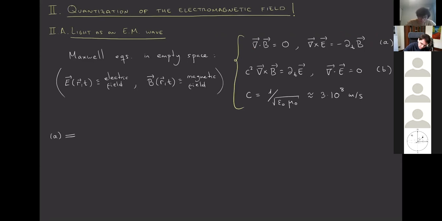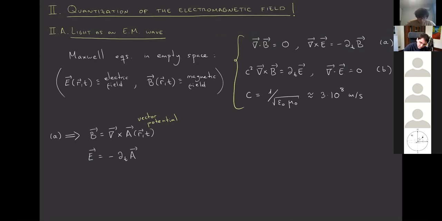So A implies the following: because the magnetic field has divergence zero, this means that we can always write it as the curl of some other vector field, that we will call the vector potential, A. Now, on the other hand, this automatically means, from the second equation in A, that the electric field can be written as minus the time derivative of this vector potential A.